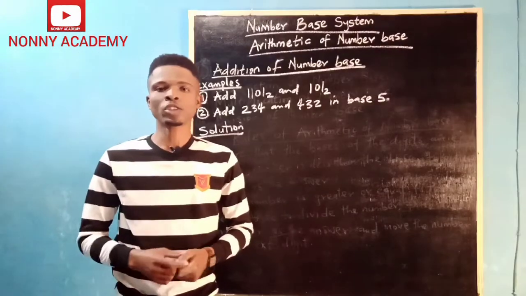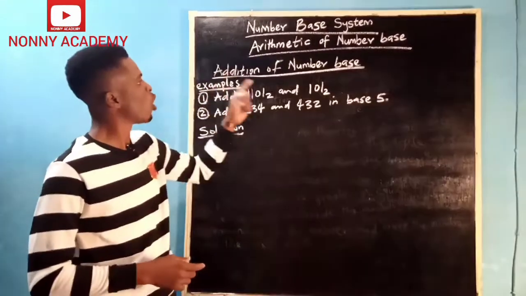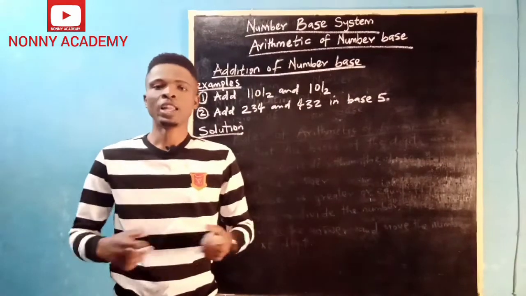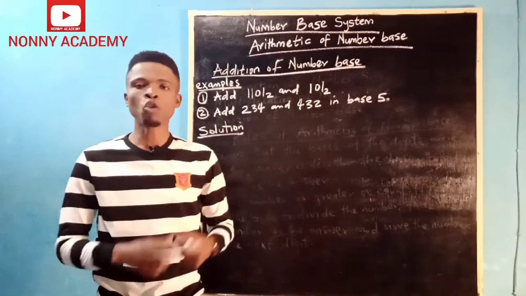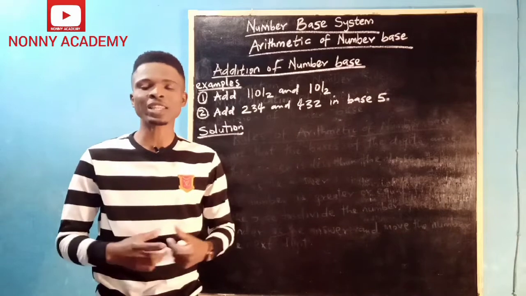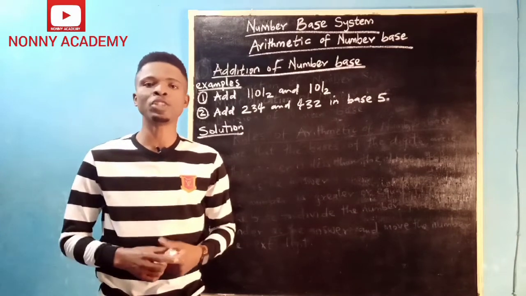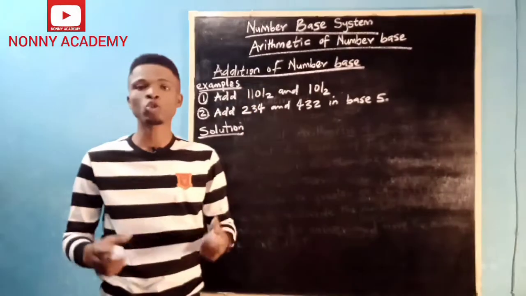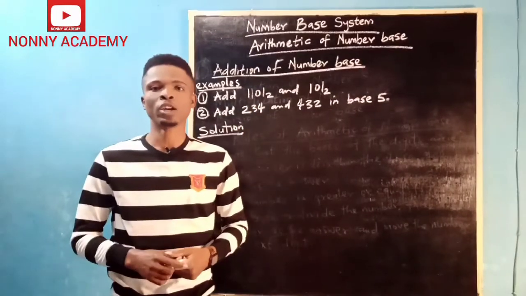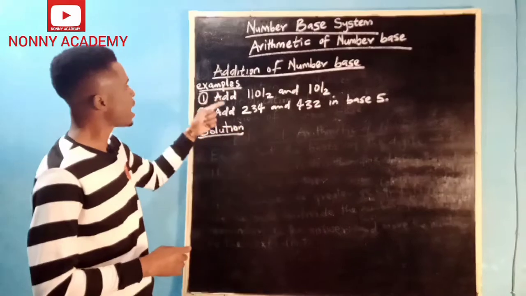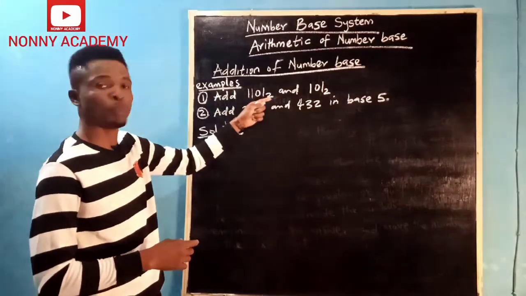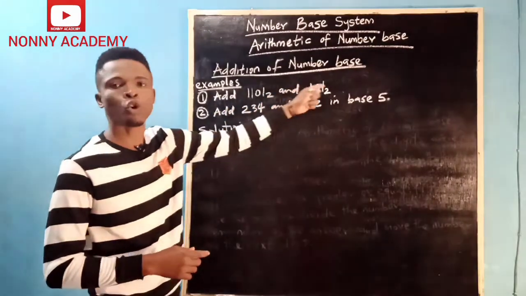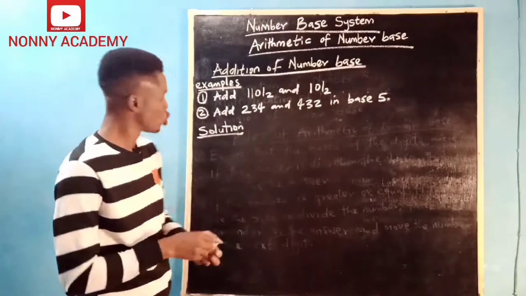Let's take a look at the first stage, which is addition of number base. Like I told you guys earlier, I said I will be teaching you guys how to add 2 different number base together. Here I have 2 different examples, and I will solve them one after the other. Example 1, add 1101 base 2 and 101 base 2. Solution.